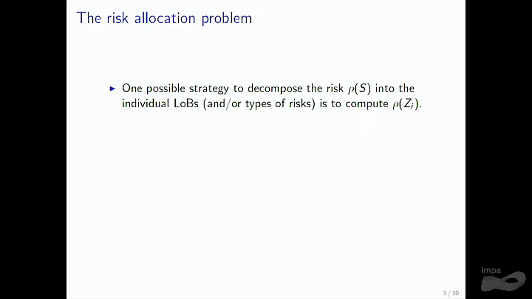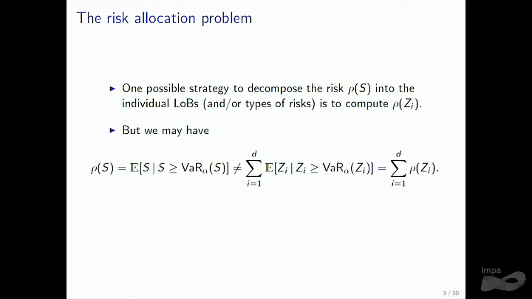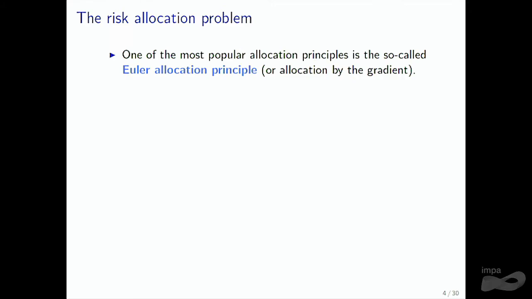Okay, so one possible strategy to decompose the risk of a portfolio, like I said, is to compute the risk measure for each specific risk. The problem with doing this is that we may have that the total risk of the portfolio is not exactly equal to the sum of the marginal risks. So this will not be exactly the same thing. And of course, we'll be ignoring any kind of diversification benefit in a portfolio. So this is not exactly a good idea, I think.